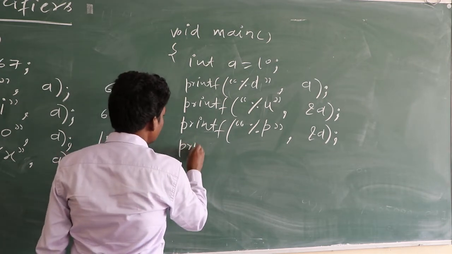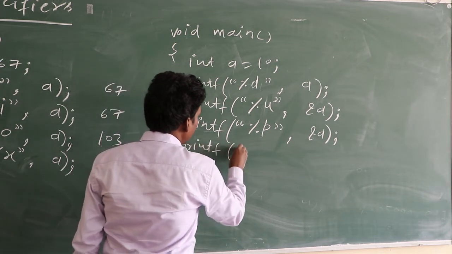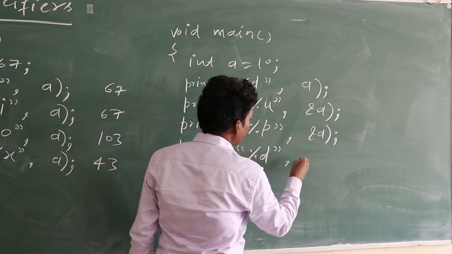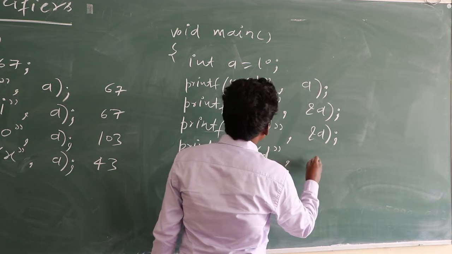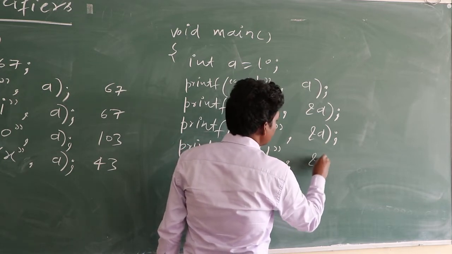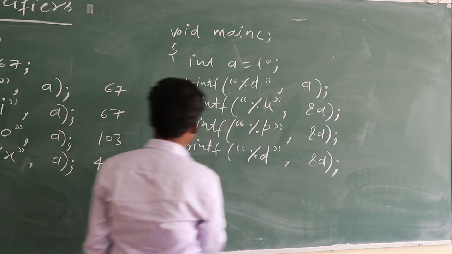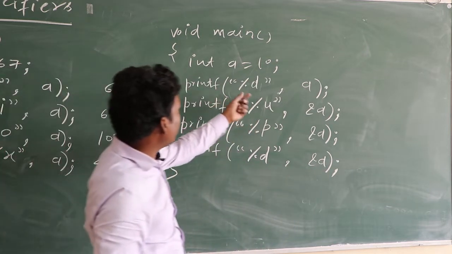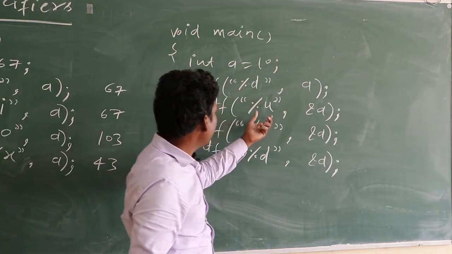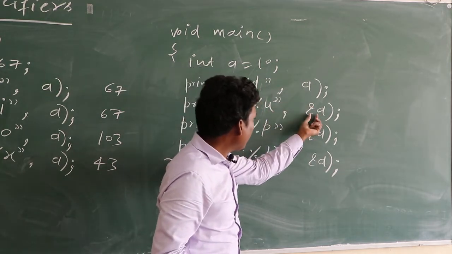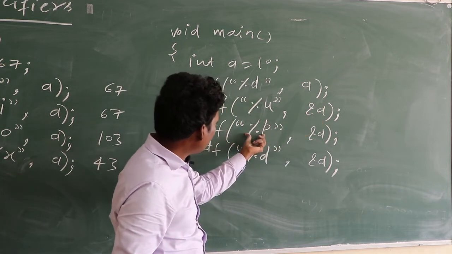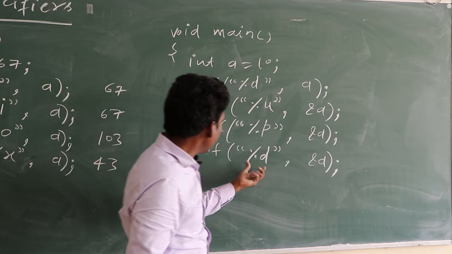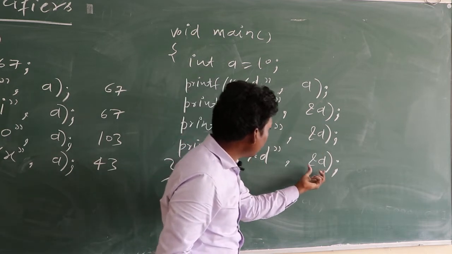Printf %d, &a. So class, this is an example in which we can see here %d prints a, here %u prints &a, here a %p within a string prints the &a, here a %d prints &a.